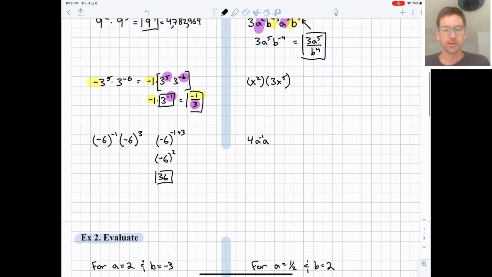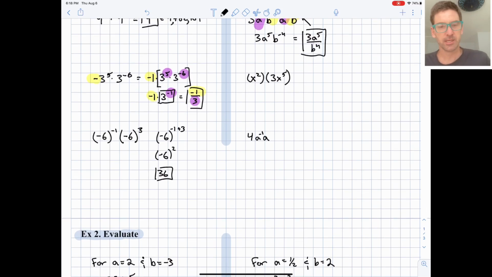Same thing with this next one. We can just add the exponents together. We have common bases with the x's, and the 3 is just going to go along for the ride here. So we have 3x to the 7th, adding those exponents together.